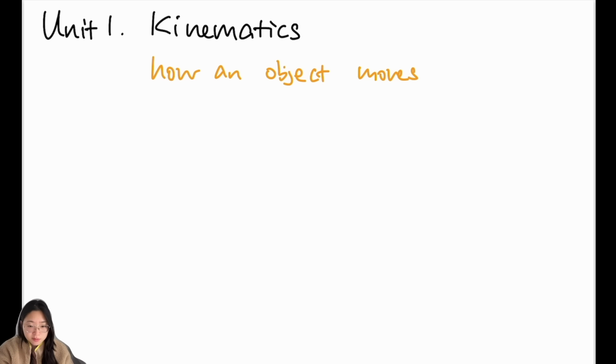Is it doing a linear motion or projectile motion? Is it speeding up or slowing down? Is it accelerating or decelerating? Is it changing direction, etc.? So I'm going to start with the most important concepts in kinematics, which are displacement, velocity, and acceleration.